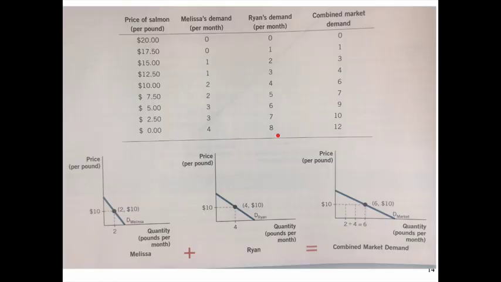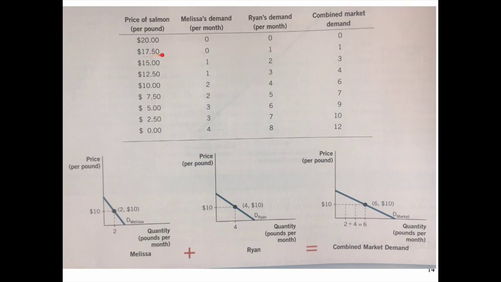So let's start talking about an example here. Let's use an example of salmon. Want some fish. And we have three people here. We have Melissa, we have Ryan, and we have something called combined market demand, or just market demand. Now notice, because demand is what you are willing and able to buy, what Melissa might demand for the different price of salmon is not what Ryan's demand would be.